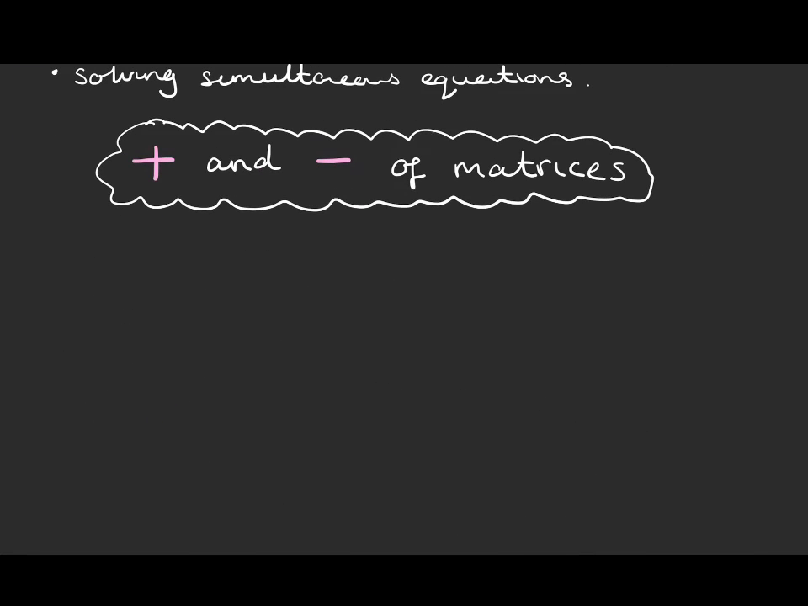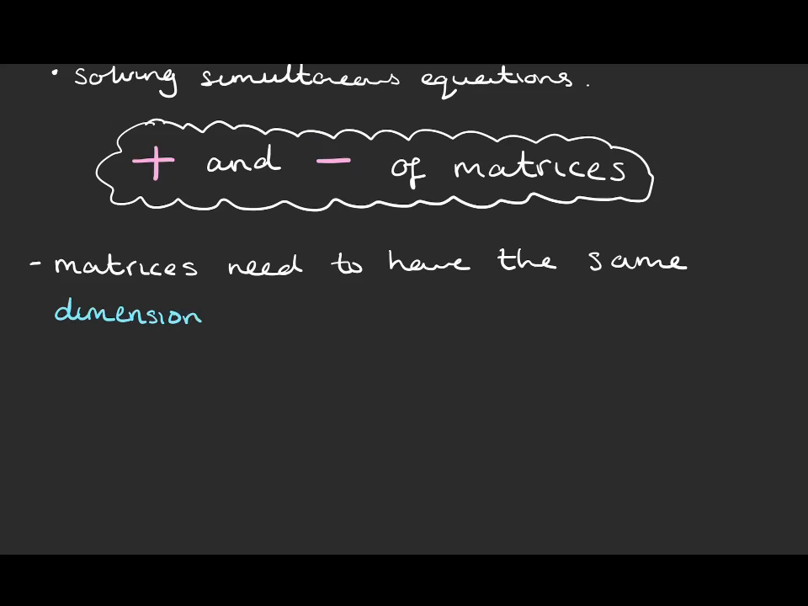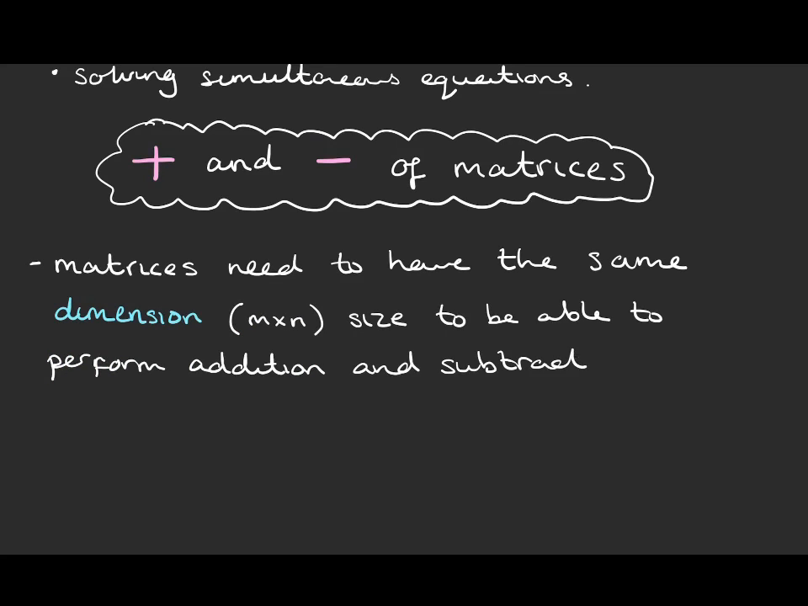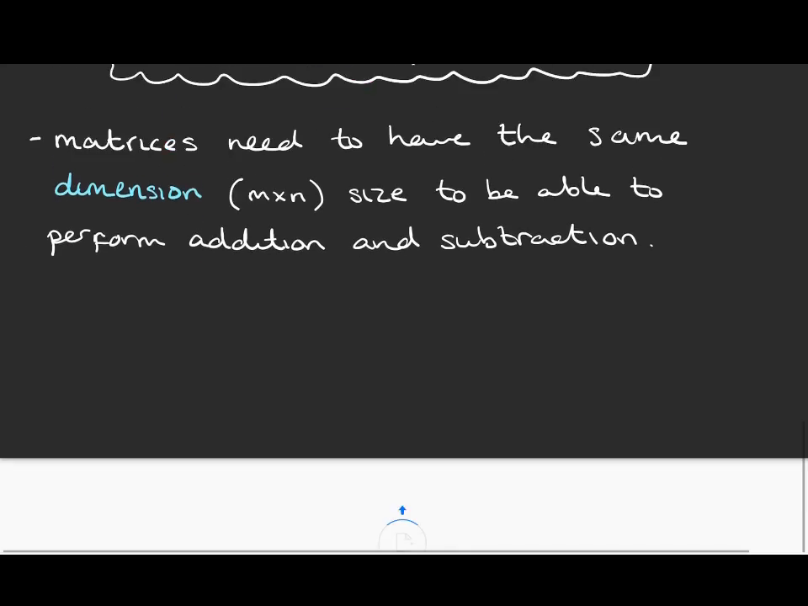So, addition and subtraction of matrices. Matrices need to have the same dimension, that's the m by n size, to be able to perform addition and subtraction between the two. And why is this? It's because we have to add or subtract the corresponding elements in their matrices.